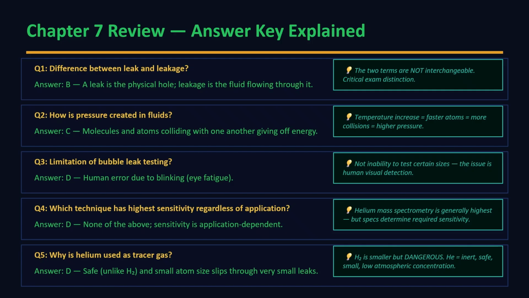Question 3. Major limitation of bubble testing. The textbook answer is human error. Why? Because visual observation is required. Lighting. Fatigue. Attention span. Blinking. All influence detection capability.